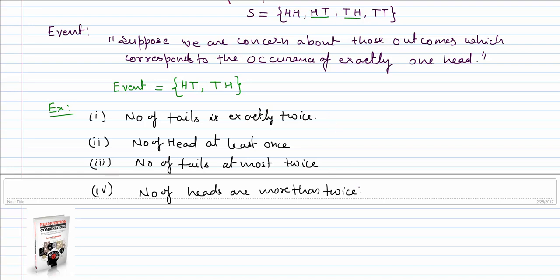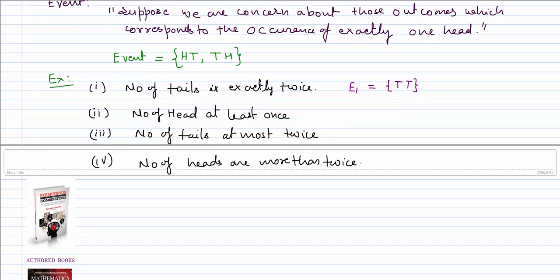So these become subsets of the sample space. Hence these are the events. And events are denoted by capital letters. Let's say we denote by E1 event 1: the number of tails is exactly twice. So in this event what will we have? Tail tail as the only element in this event. Now event number 2: the number of heads is at least 1. So in this event we will have head tail, tail head and head head. So this is event number 2.